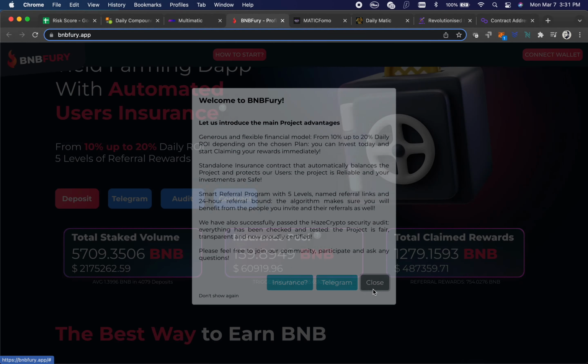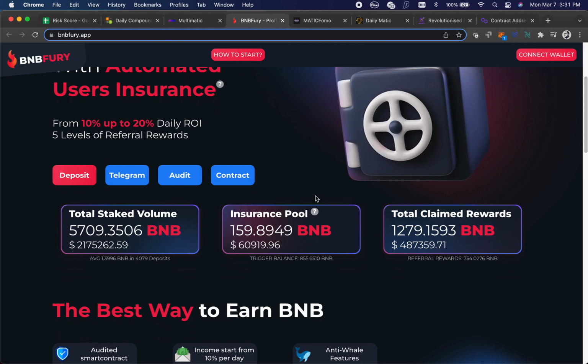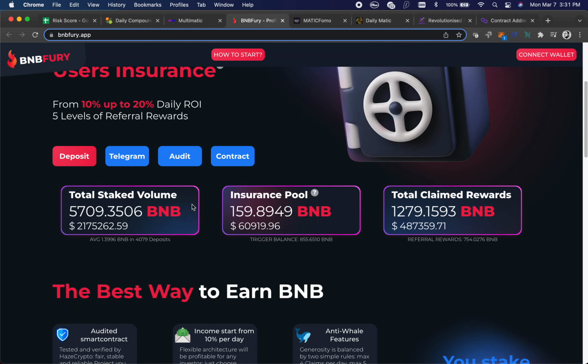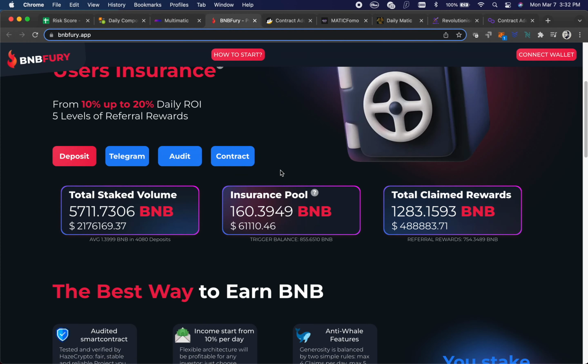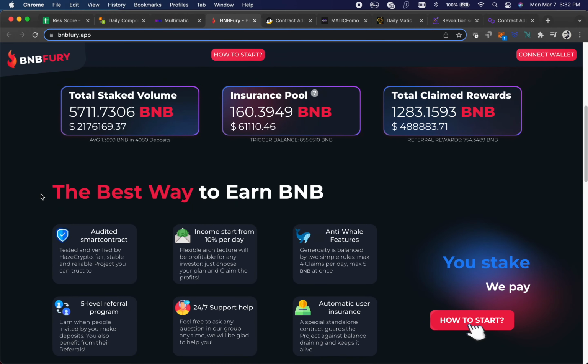So we don't keep getting that going up. So yeah, this thing's actually been going pretty well. It's got 5,709 staked, contract balance just over 3,400. That's BNB. So yeah, just a little over 1.2 million, almost 1.3 million in the balance. So yeah, for a BNB staking DApp, it's been doing pretty well.